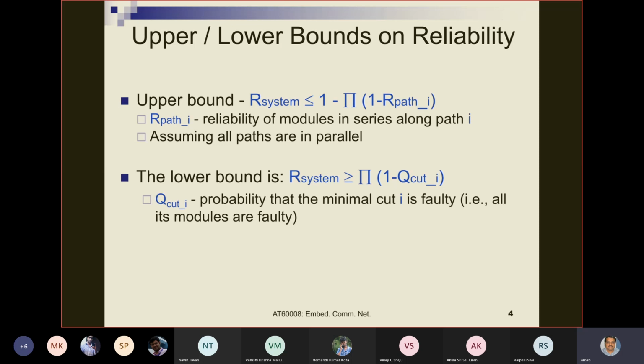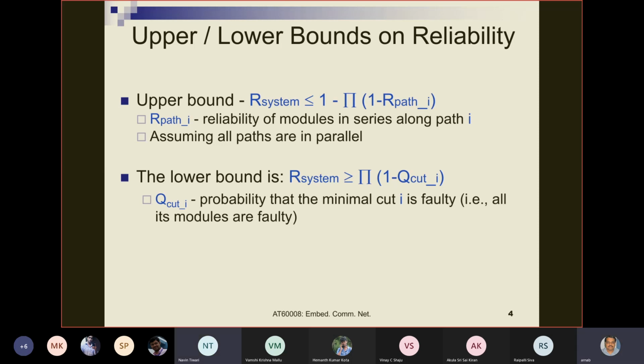So what are we trying to find out? We are first finding out q of cut i, the probability that the minimal cut is faulty. If we are saying that a system will fail when all components in the cut fail, that means we are seeing the components in the cut as if they are in parallel. For a given cut, I am looking at the individual components within it as if they are in parallel, right?